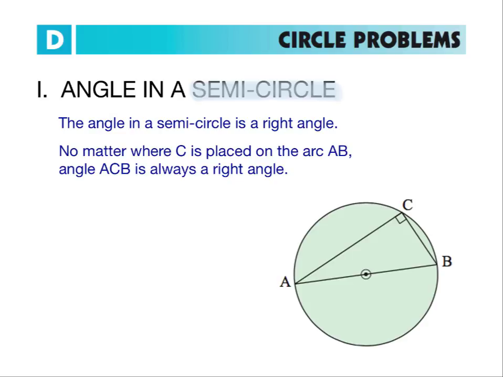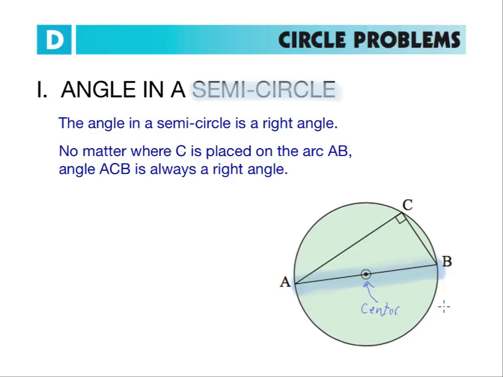A semicircle is where you take a diameter that goes through the center of the circle. So you have this diameter, and that divides the circle into 2 parts. Now I can choose any point on one side of the circle, and we'll call that point C, that makes a right angle. C will always form a right angle.